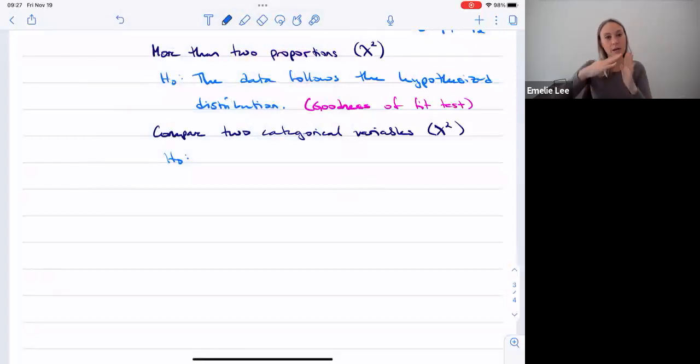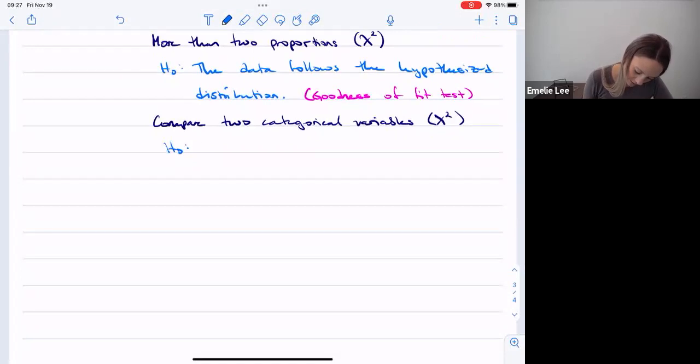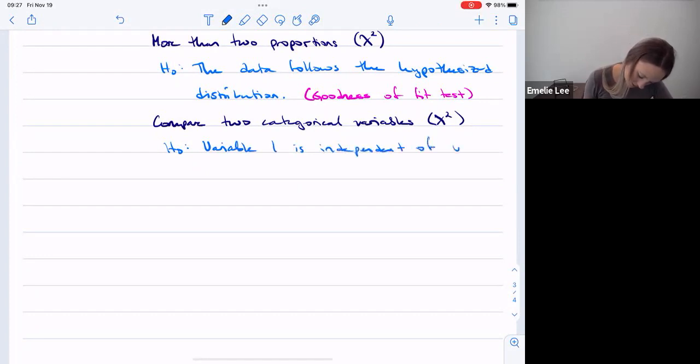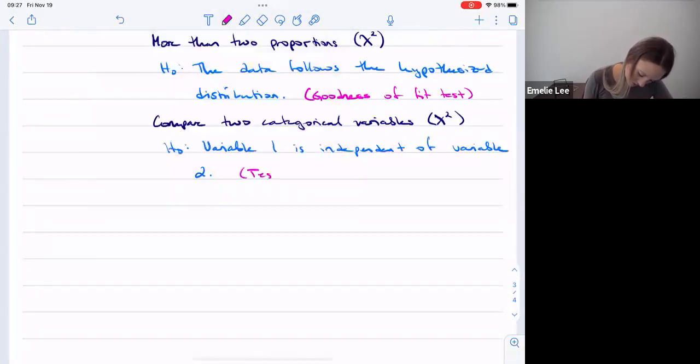Whereas if you're comparing two categorical variables, then the null hypothesis is that variable 1 is independent of variable 2, which is called a test of independence.